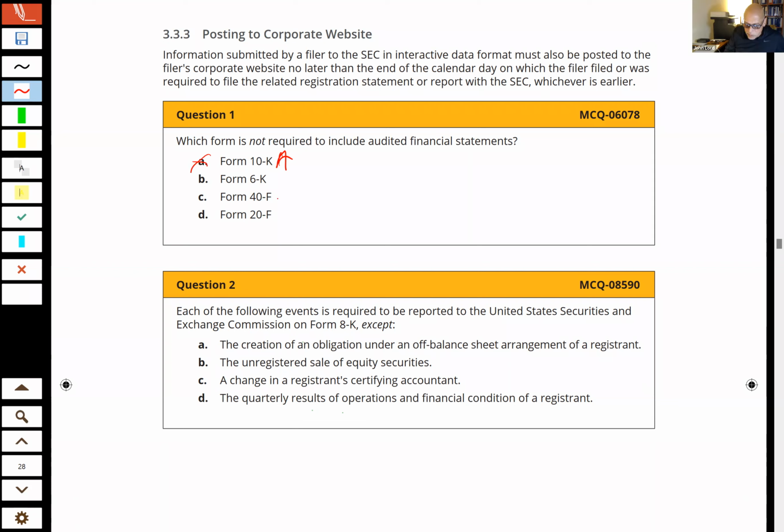How about S6K, I should say. That's semi-annual, so that does not have to be audited. These other two did have to be audited, so that's why they're not the right answer. And I just asked you to flashcard also whether it has to be audited or not.